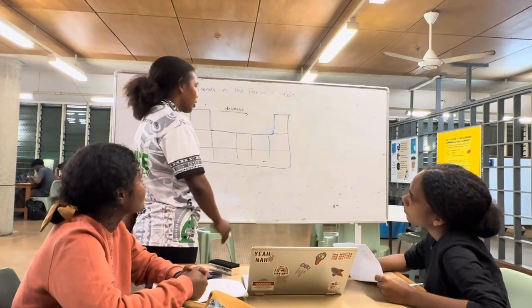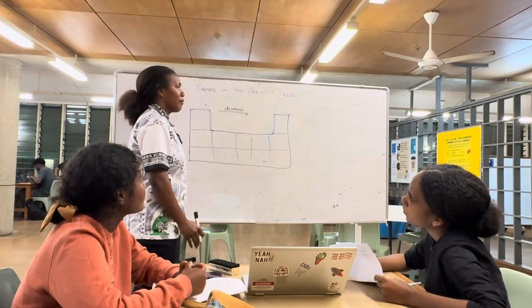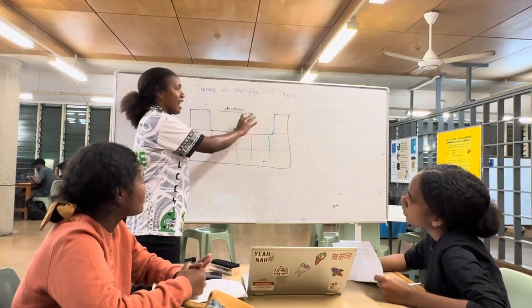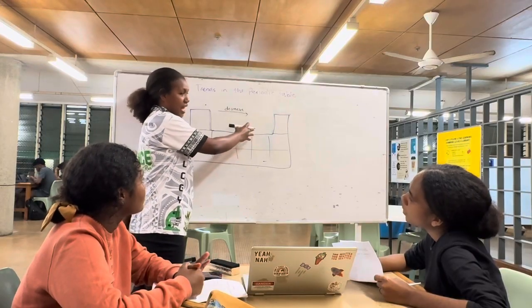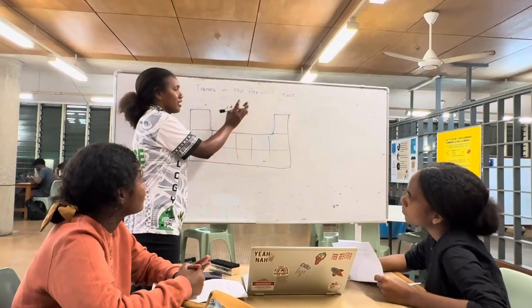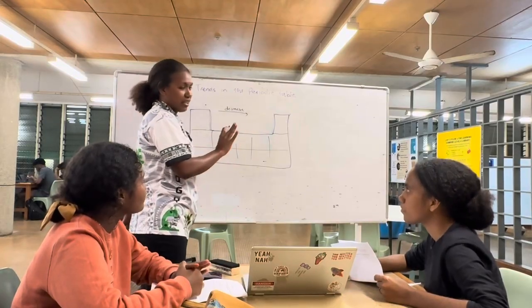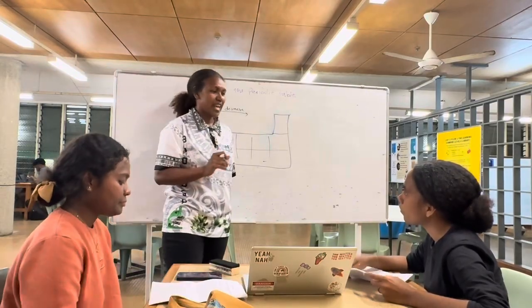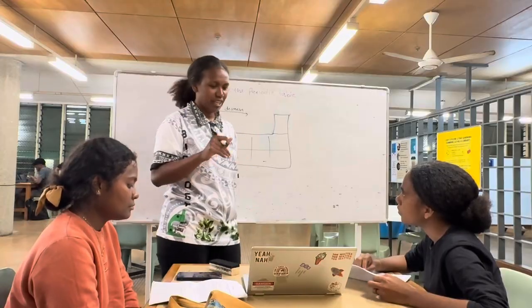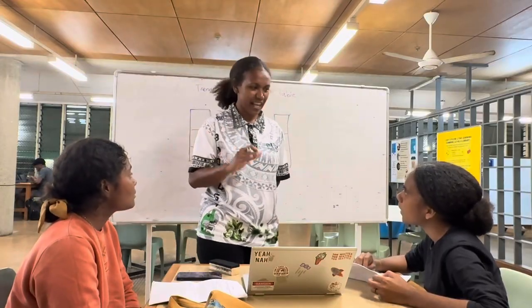This is because when you go from left to right, electrons are being added onto the same shell. And when electrons are added onto the same shell, the effective nuclear charge increases, and thus the atomic radius decreases. Seth, is that clear? Yes.